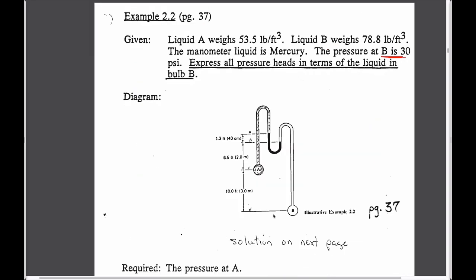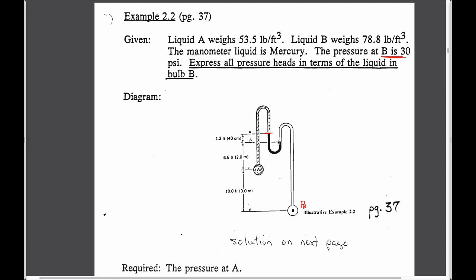Okay, this example is very similar to the example two pages ago, two pages previous. If we have a pressure at one pipeline, which is known, PB, calculate the magnitude of the pressure in the other pipeline.